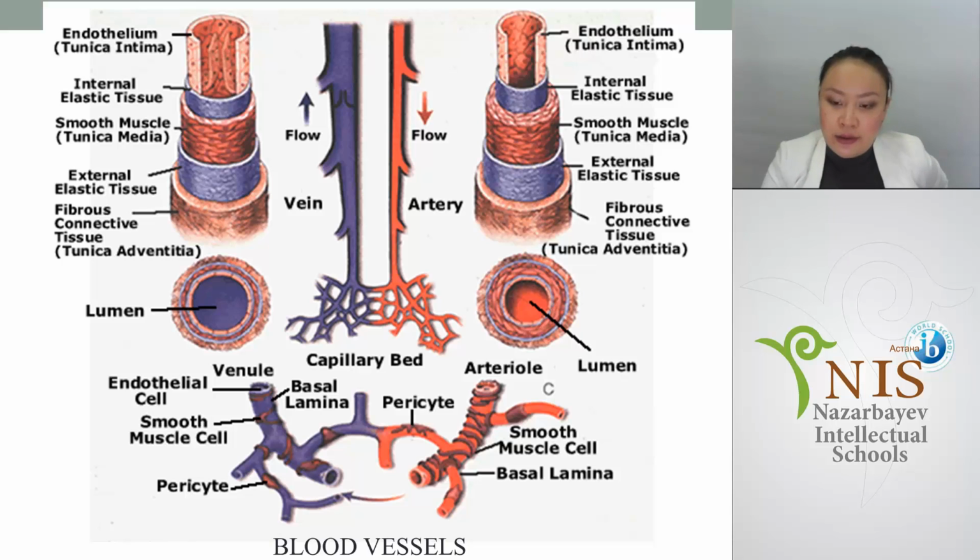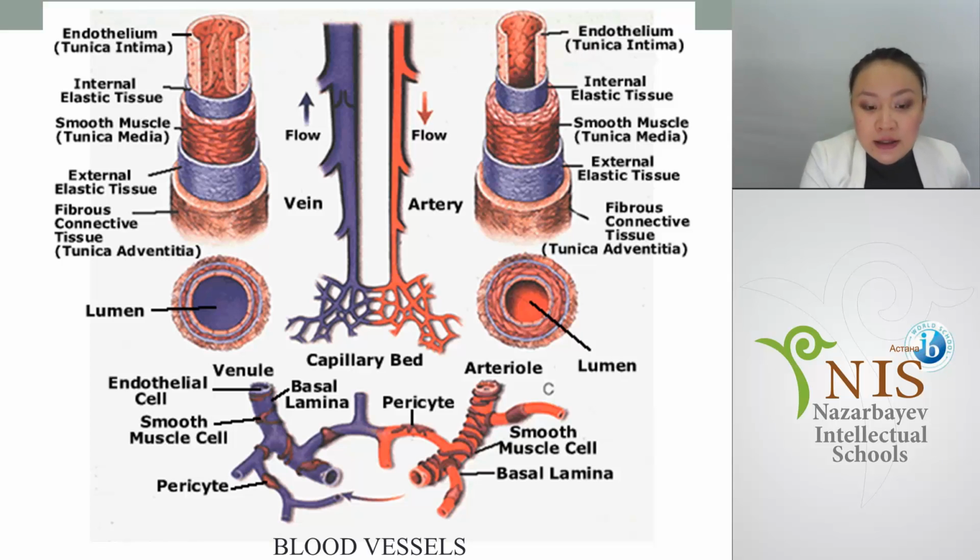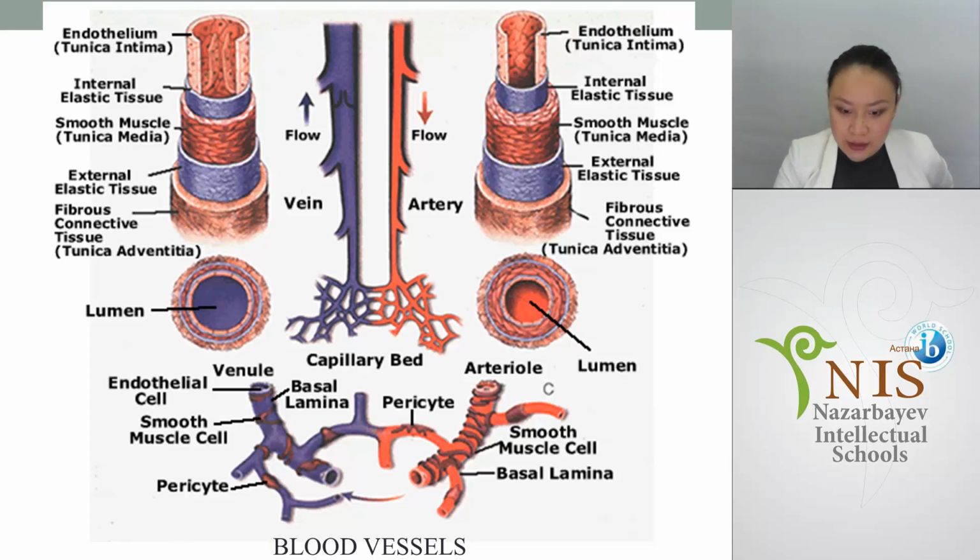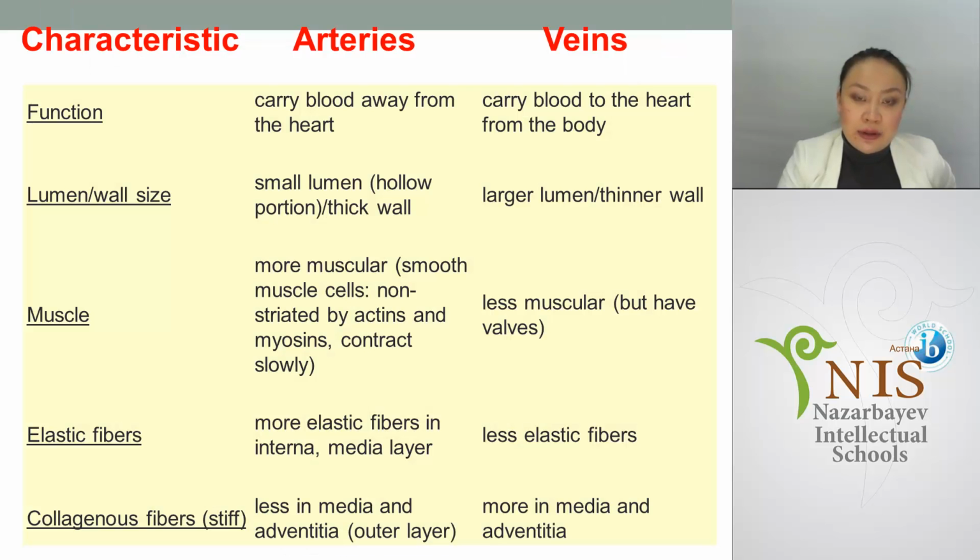Yeah, let's compare. Let's look at its structure. Arteriole has a thicker wall, and it has a thinner lumen. But in vein, it is vice versa. Let's look at this table. Characteristic: arteries and veins. Function: arteries carry blood away from the heart. Veins carry blood to the heart from the body.